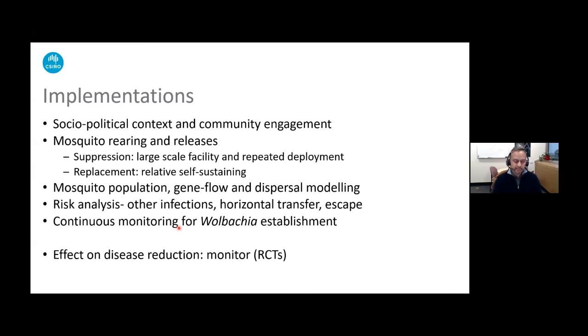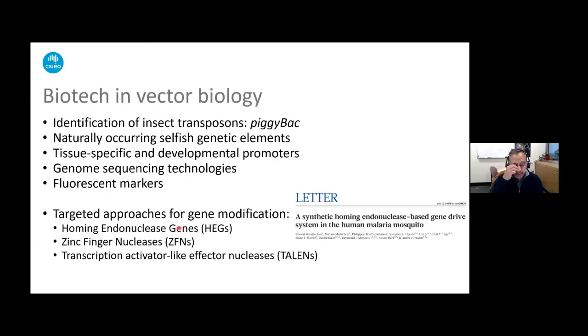And the most important thing we need to be able to track is the effect on disease reduction, because that's the ultimate goal. You want to be able to monitor the disease status in that population, and that can be done using RCTs, randomized controlled trials. Now, this Wolbachia technology works well, and it has been trialed in various areas, but scientists are always looking for newer ways to block infections and to reduce population.